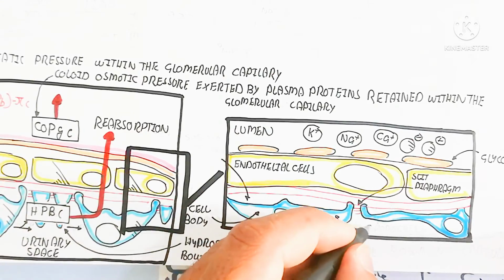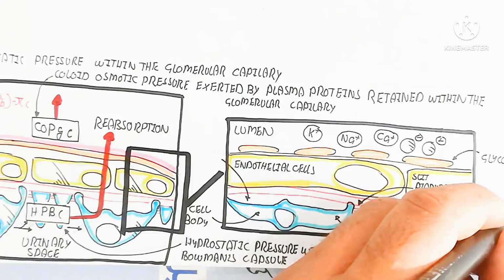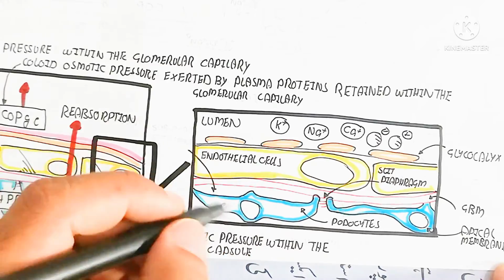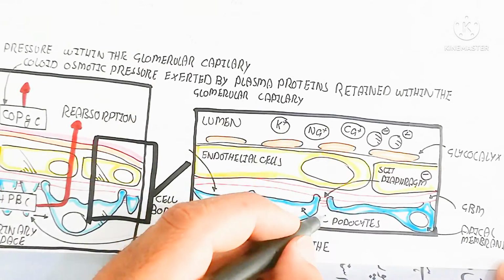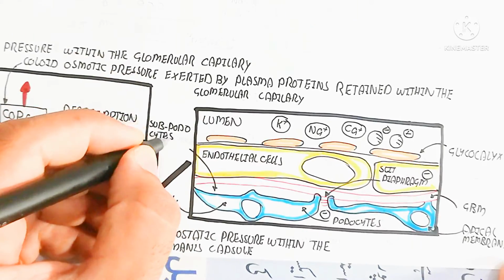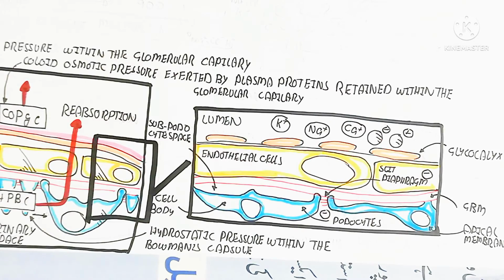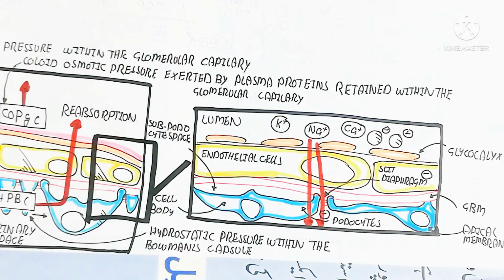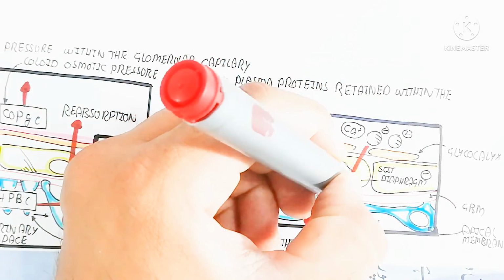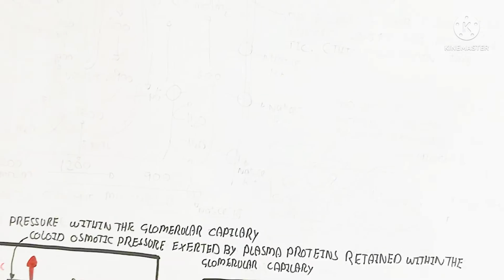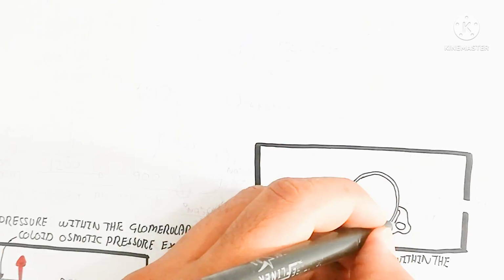Why? Because the slit diaphragms are present between the podocyte foot processes, which contain a negative charge, and the glomerular basement membrane also contains a negative charge, which will not allow albumin protein to move into the urinary space. The negative charge repels the albumin, which carries a negative charge, but sodium, potassium, and calcium are cations with a positive charge.